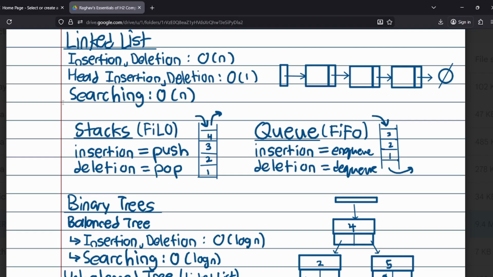Then for a queue, you have FIFO, which is first in, first out. Insertion and deletion, which is enqueue and dequeue. Again, it's like a queue when you go to queue up and get your food. Simple, don't worry too much about it.